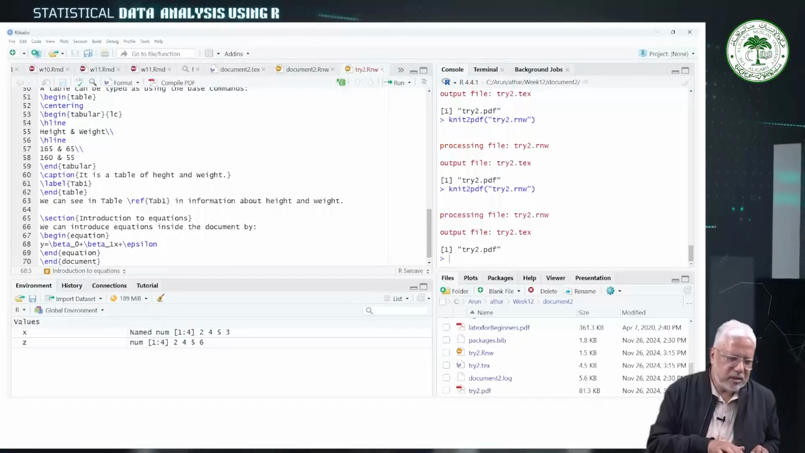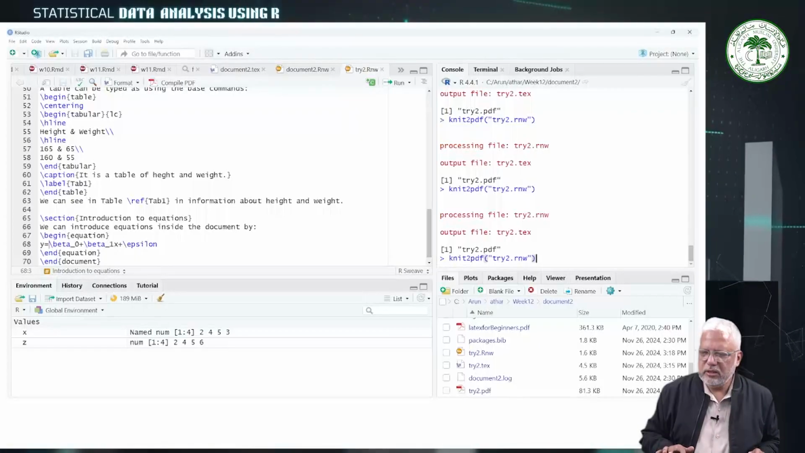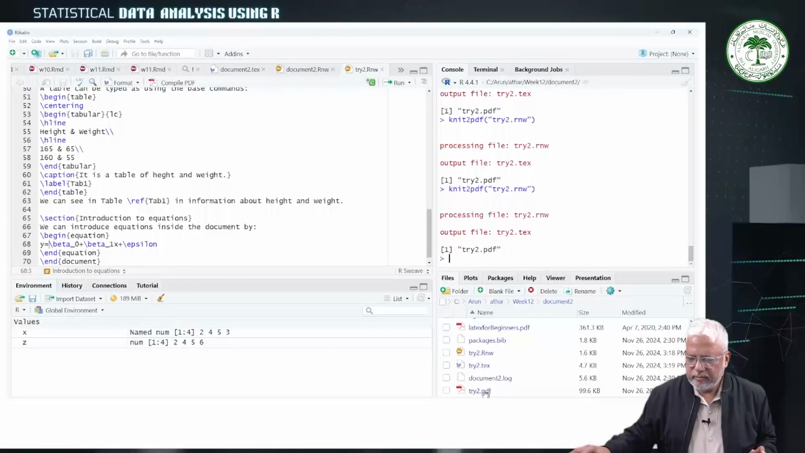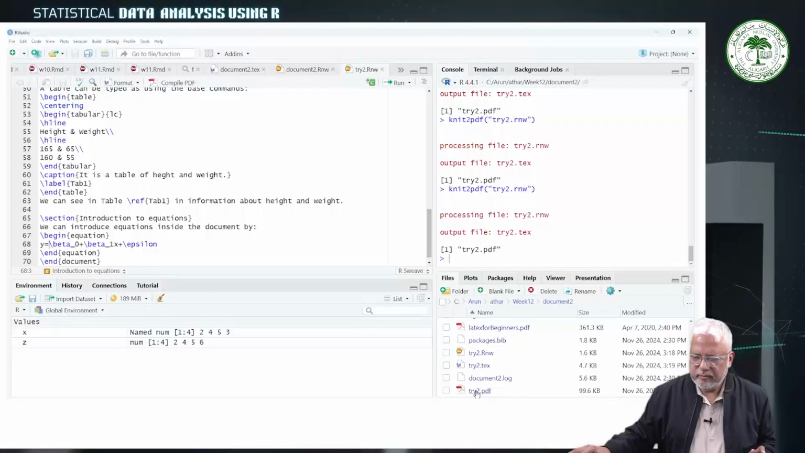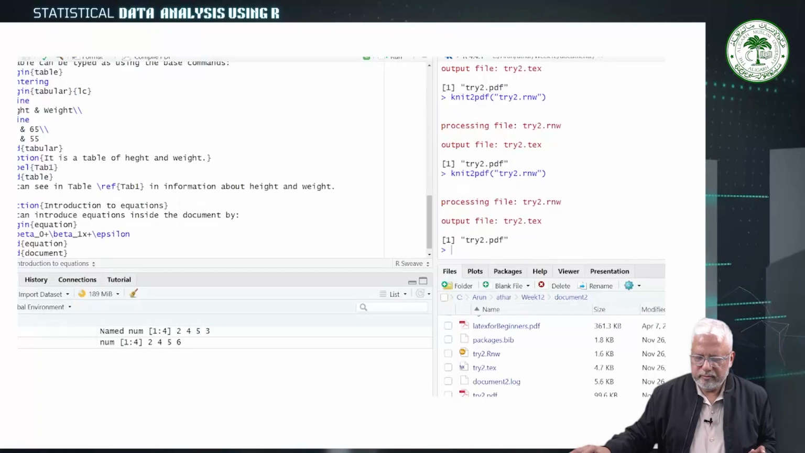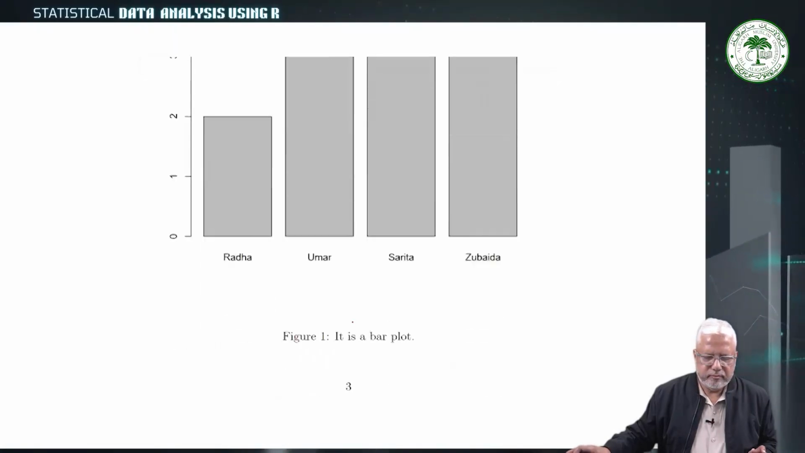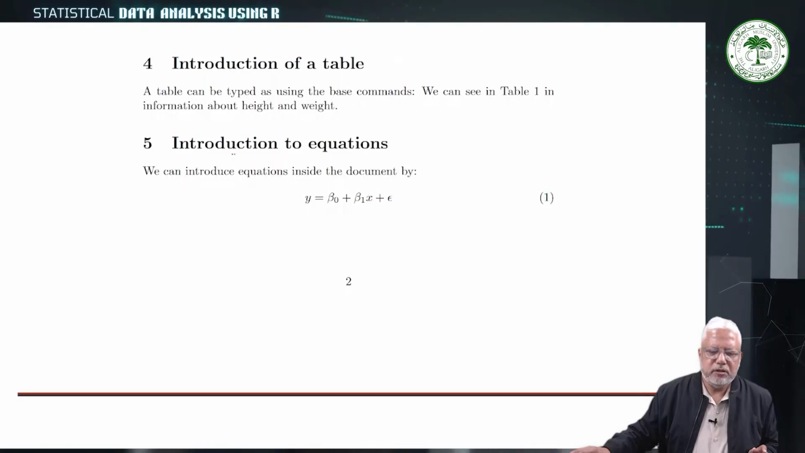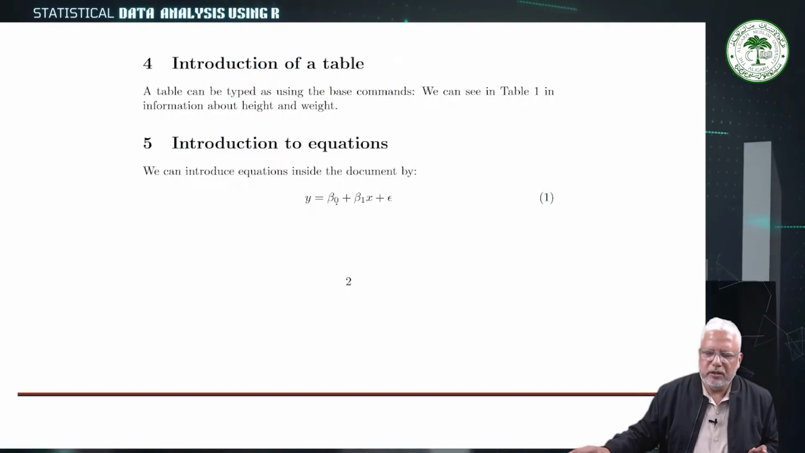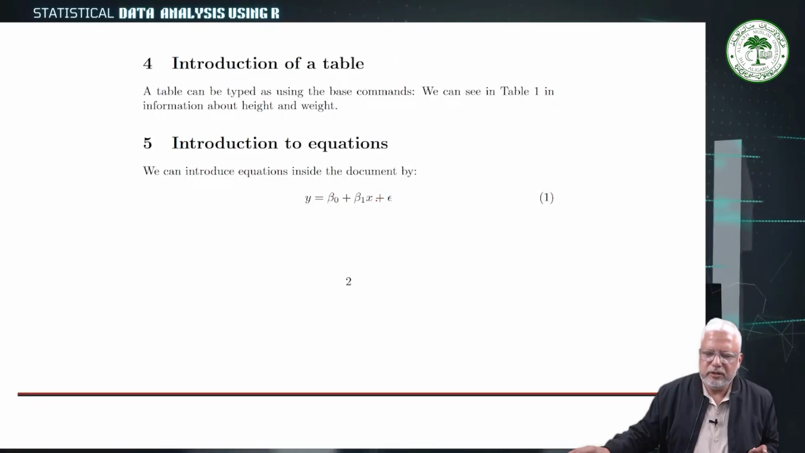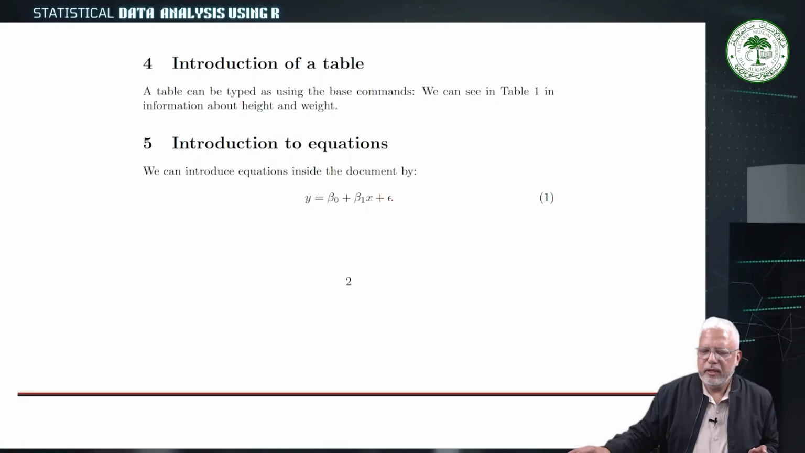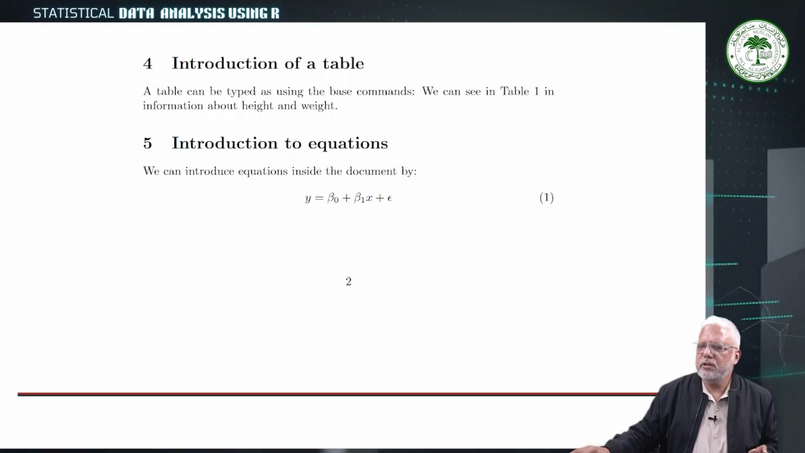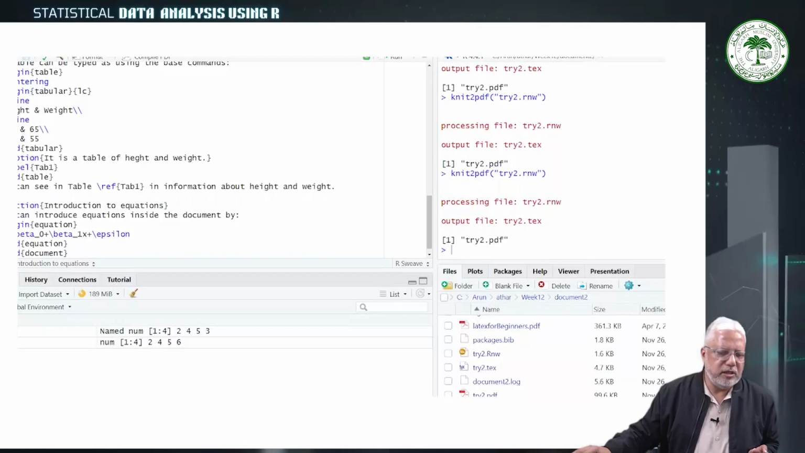So when we run this, we will have the equation in my document. It will be somewhere here. Yes, introduction to equation. See, it is beta naught, beta 1 x, and then plus epsilon. An equation number is also there. This is equation number 1. So this way it gives the number automatically.